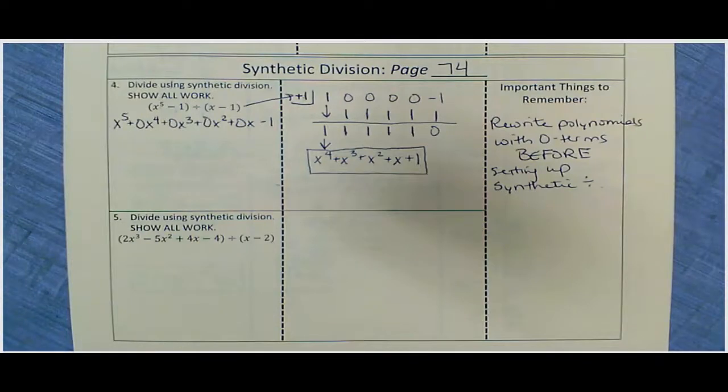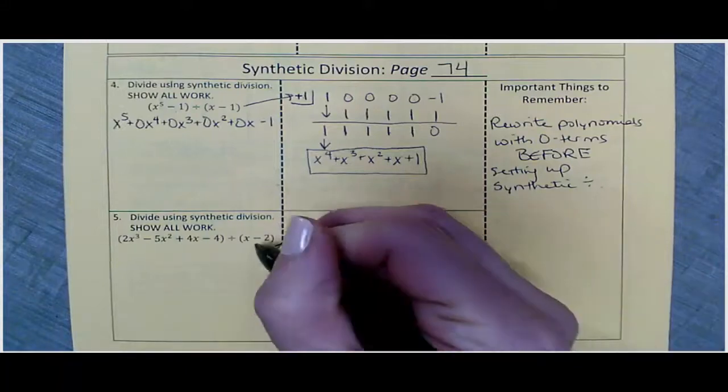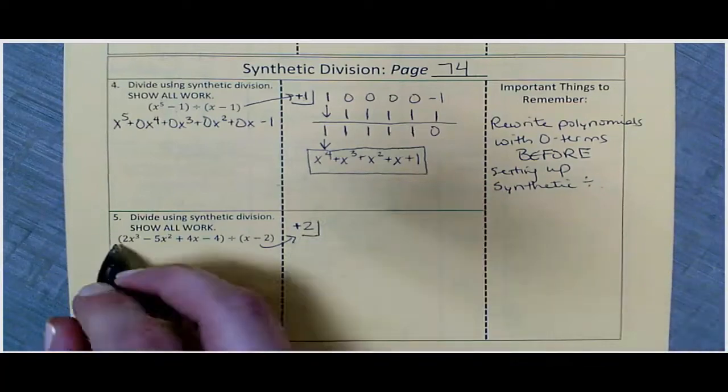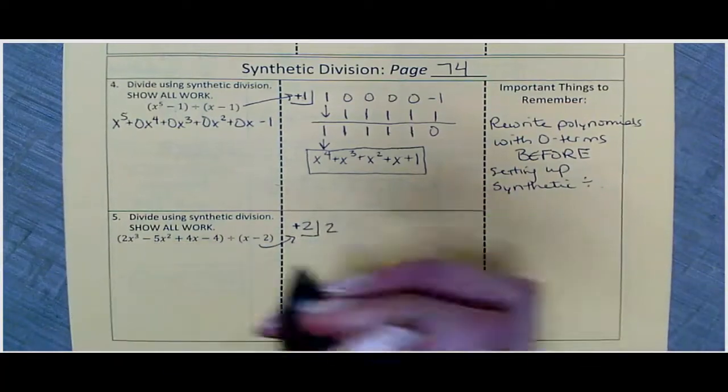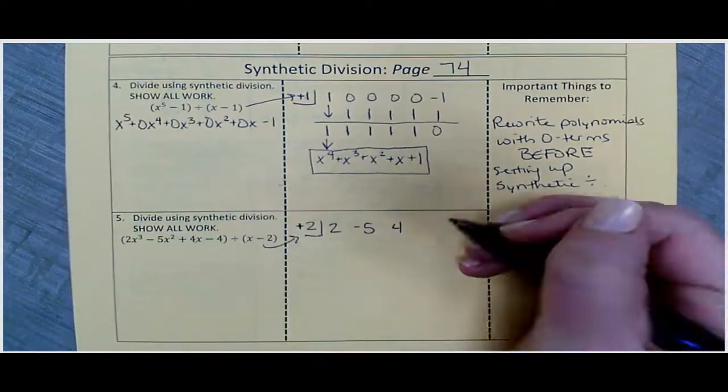So now we're going to move to the next synthetic division problem. I notice it goes from an x cubed to an x squared to an x to a constant, so I don't have any zero terms I need to put in. My r value should be the opposite of minus 2, so it should be plus 2. My coefficients are 2, negative 5, 4, and negative 4.